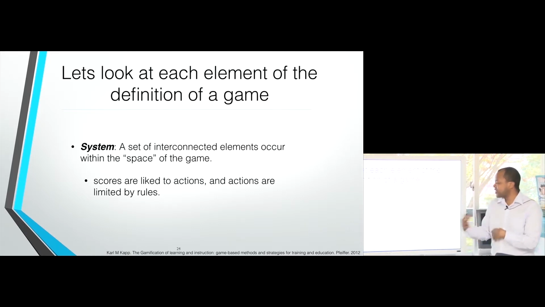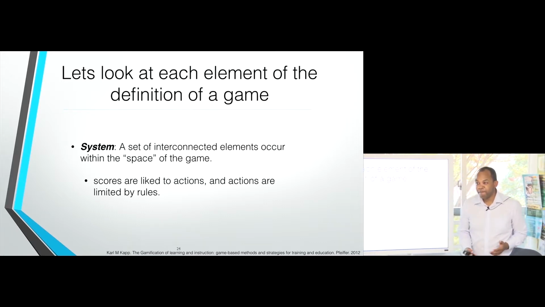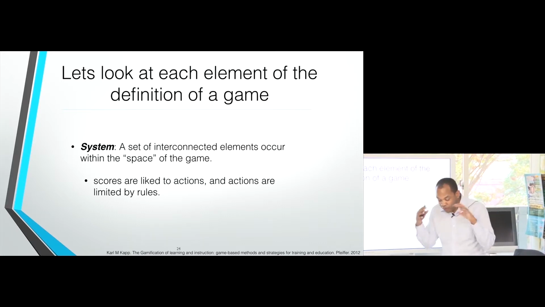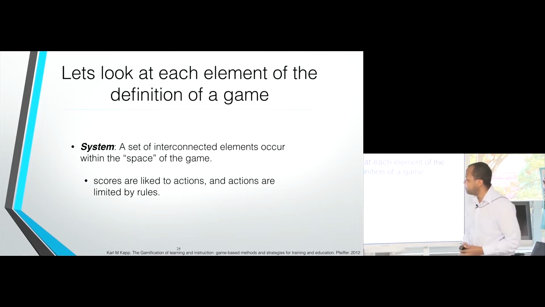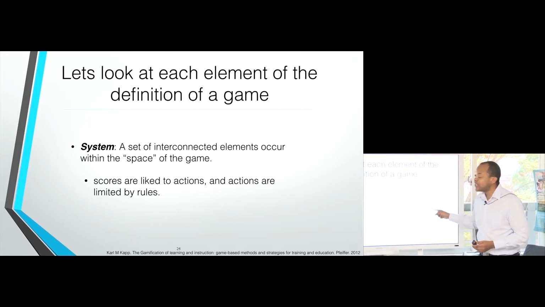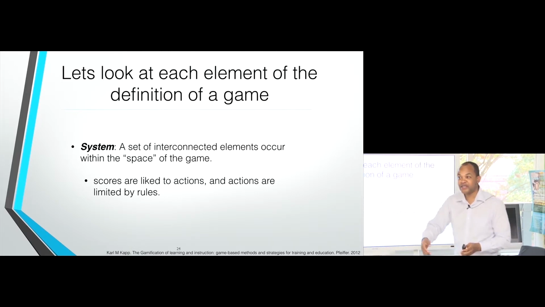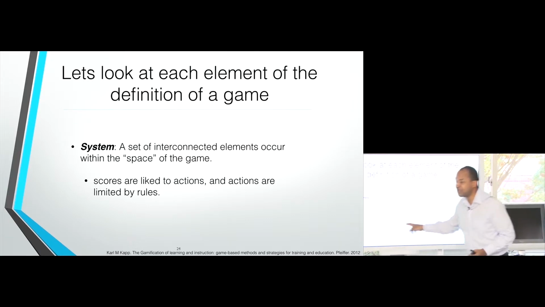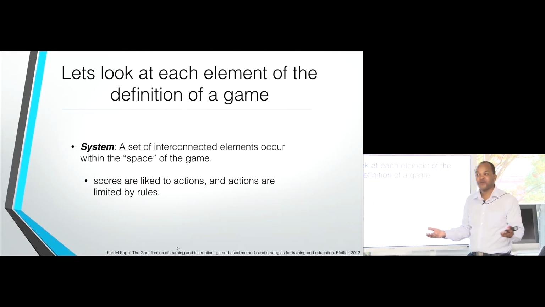Scores are linked to actions, and actions are limited by rules. For example, if the whole point of the game is to get the highest score, there should be actions governed by rules within getting a high score. Otherwise, they can just create a big button here and just say press and get 1 million points. But it's not fun, it's not interesting, right? So there should be rules that govern the point system within the game.